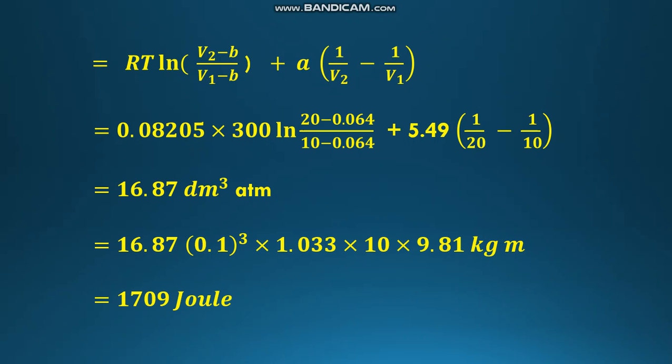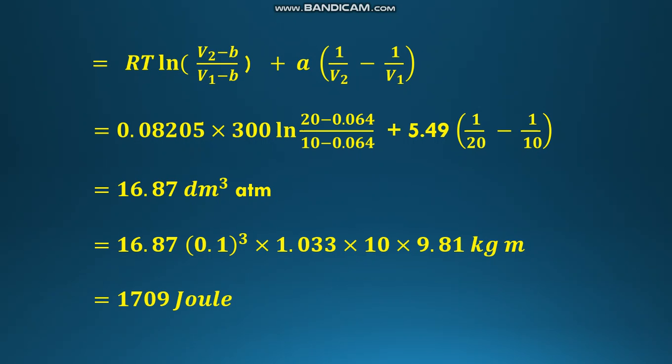This can be converted into joule as 16.87 into 0.1 cube into 1.033 into 10 into 9.81 kg meter. So this is equal to 1709 joules. So in this way we can solve this problem. You can get this type of problems in engineering exams and also as GATE solving problems.